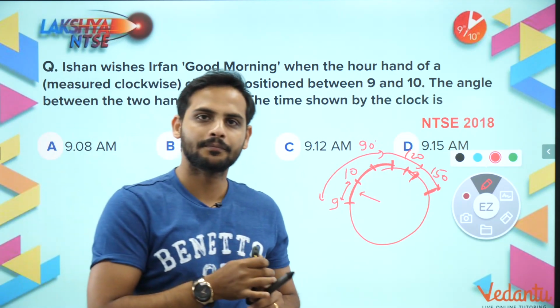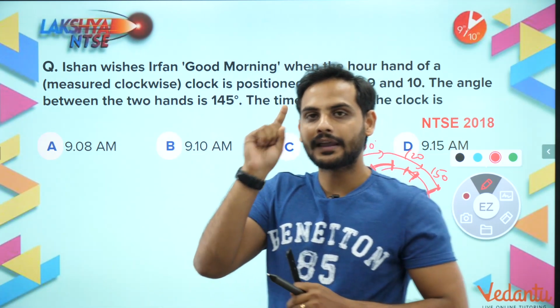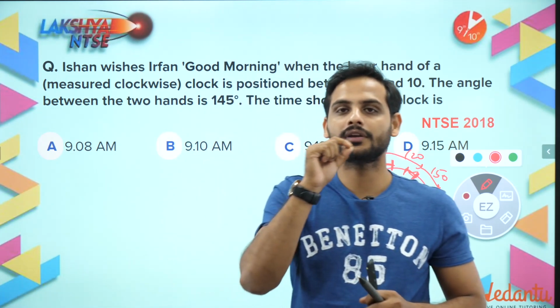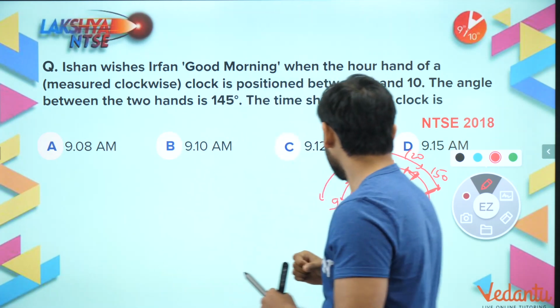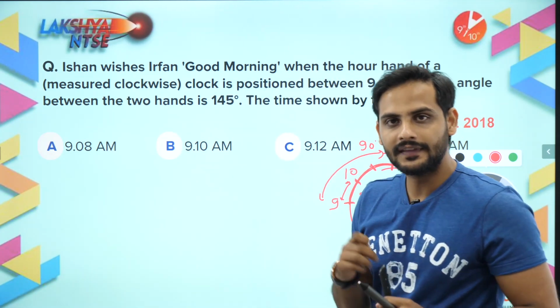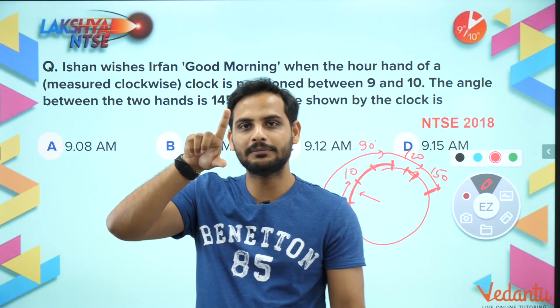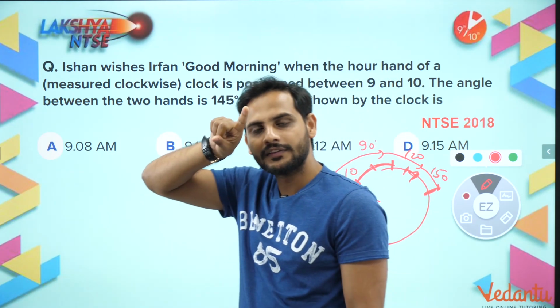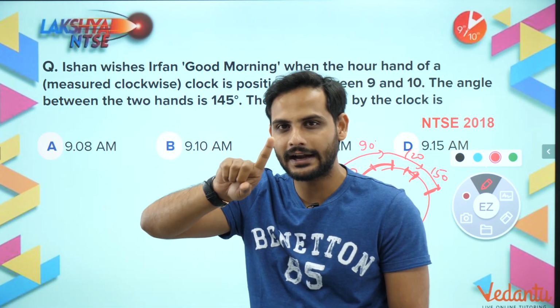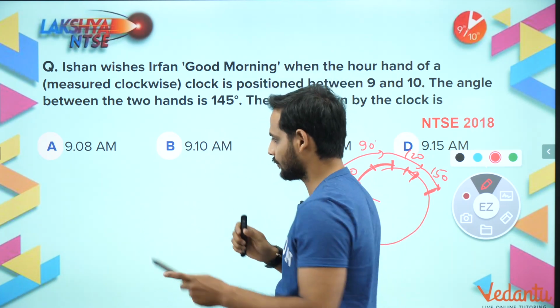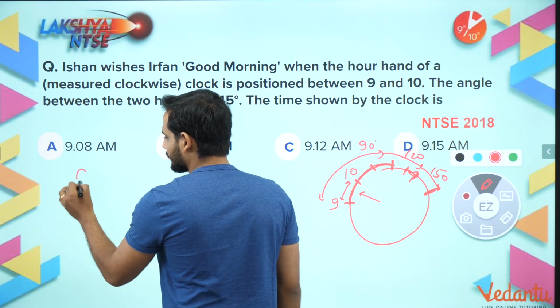We know, bachcho, that in 1 minute, when the clock moves, the hour hand moves only half a degree. In 1 minute, the hour hand moves only half a degree. And in 1 minute, the minute hand moves 6 degrees. Okay, we know this already. I have told you at the starting.